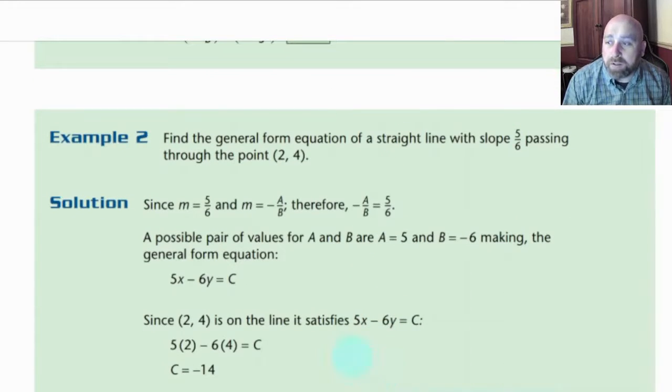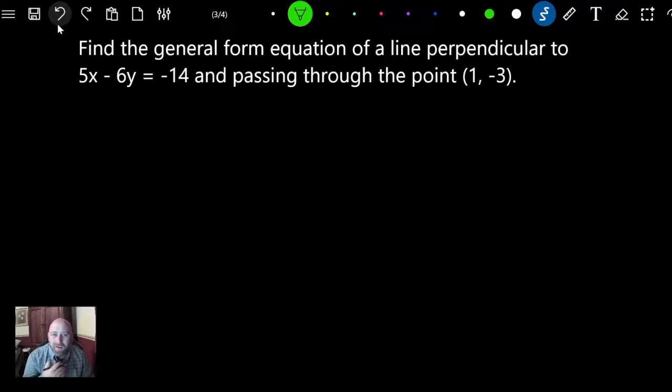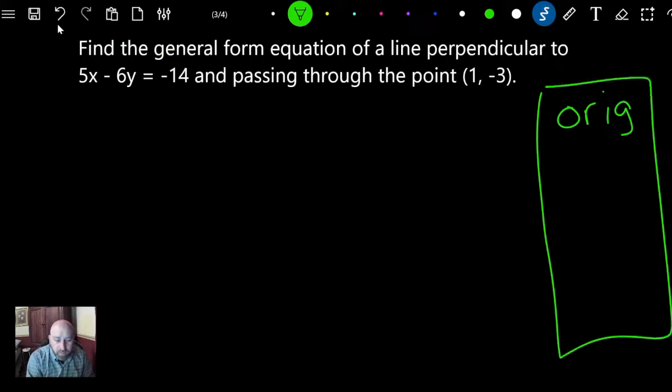All right, example number 2. We'll go ahead and do this one on the screen. Find the general form equation of a straight line with a slope of 5 over 6 passing through the point (0, 24). All right, so here we go. Let's go ahead and look down here and write down what we know. Here is our original equation right here. We know that we're looking for a perpendicular to that, and it's going to pass through this point. So we're going to make this our original equation.